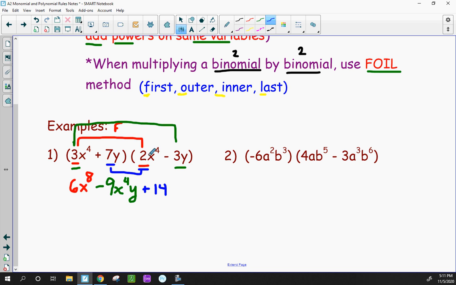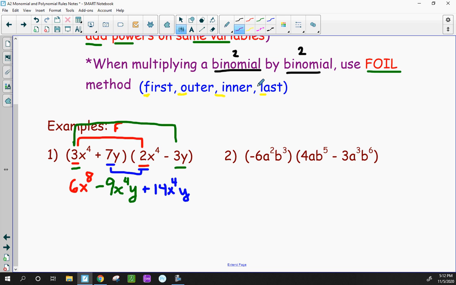Y times, I don't see a y here, so we drop it down. I see x to the 4th here, so I drop it down. And the reason that I move that over is I like to put the letters in alphabetical order. That is a good habit to get into. So 14x to the 4th y.